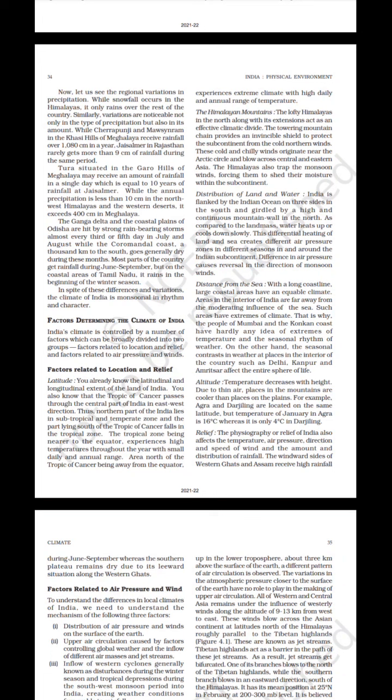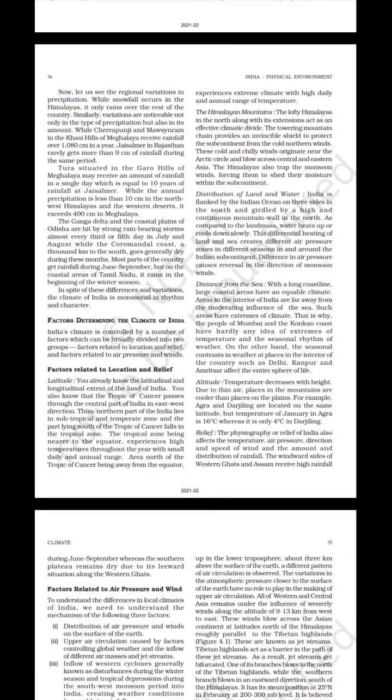Distance from the sea. With a long coastline, large coastal areas have an equable climate. Areas in the interior of India are far away from the moderating influence of the sea. Such areas have extremes of climate. That is why the people of Mumbai and the Konkan coast have hardly any idea of extremes of temperature and the seasonal rhythm of weather. On the other hand, the seasonal contrasts in weather at places in the interior of the country, such as Delhi, Kanpur and Amritsar, affect the entire sphere of life.